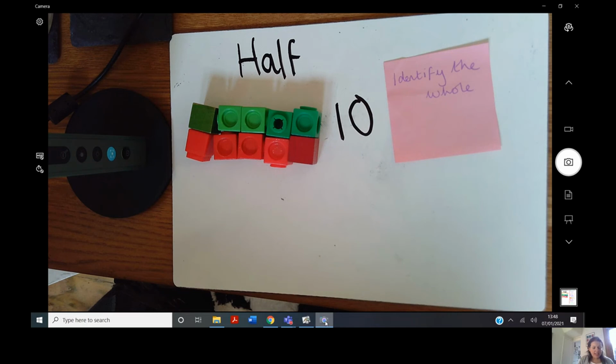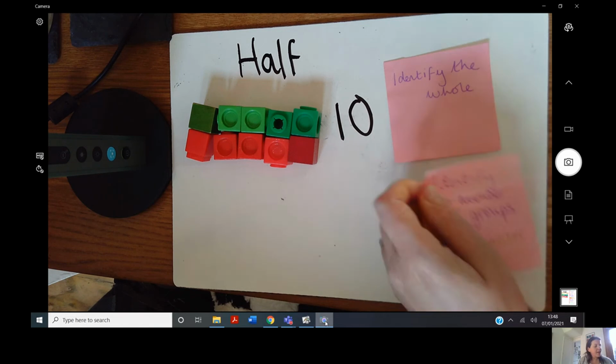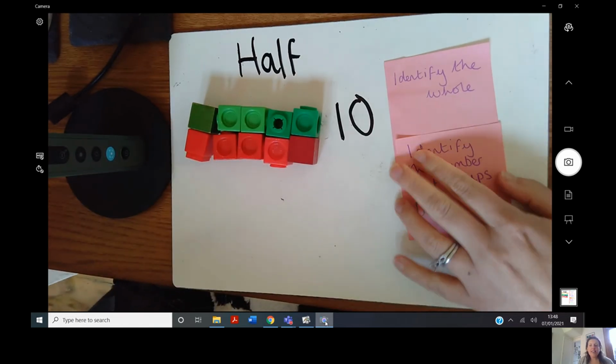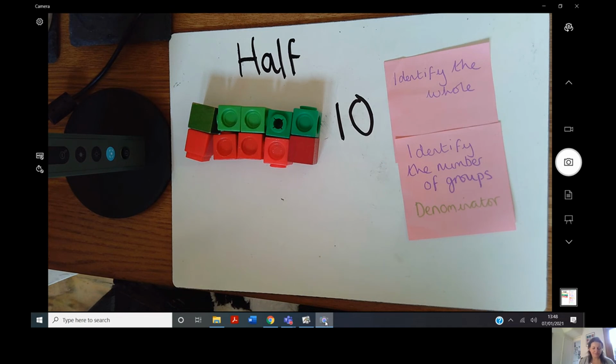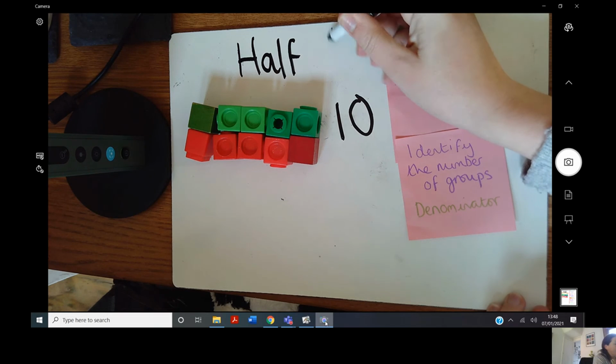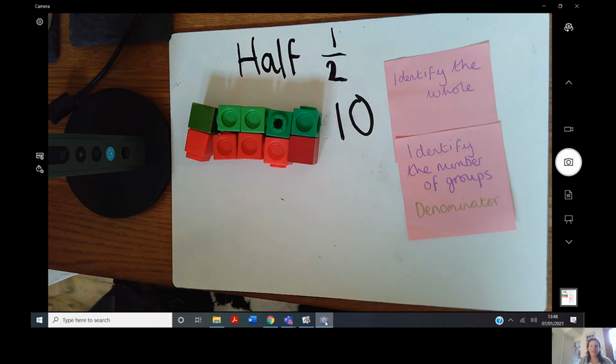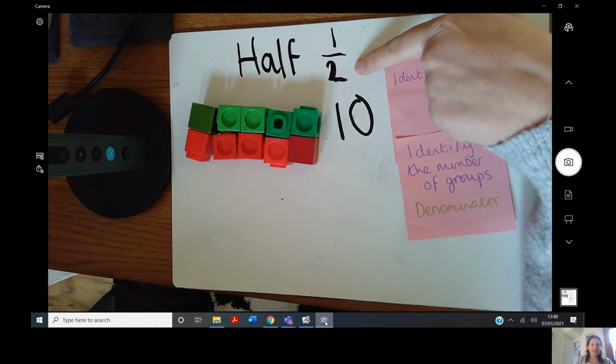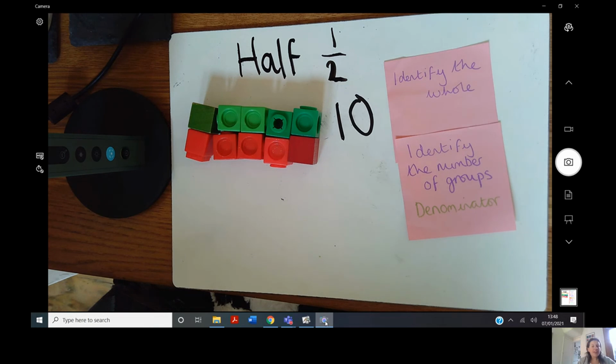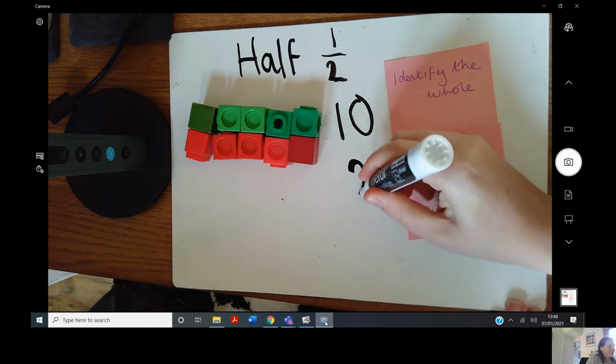My next step is identifying the number of groups. Now, the number of groups in our fraction is actually the denominator. But if I look here, I've only got the word, I don't have my fraction. I remember the word a half is the same as this. And which one is our denominator? This is our denominator. So the number of groups is 2.